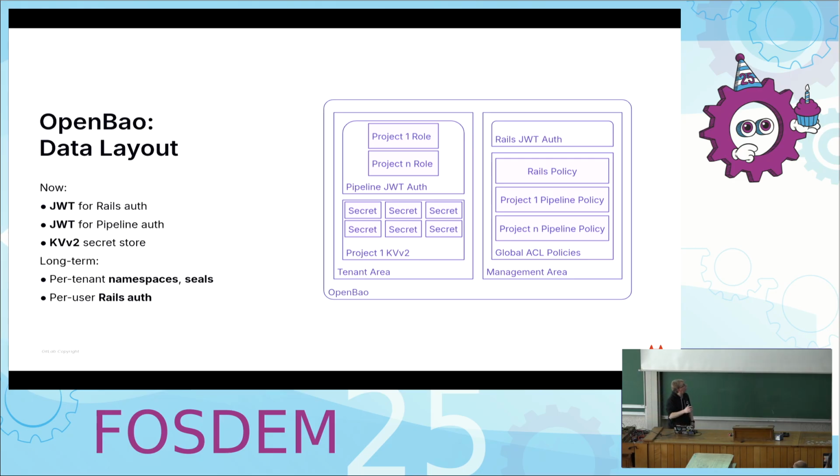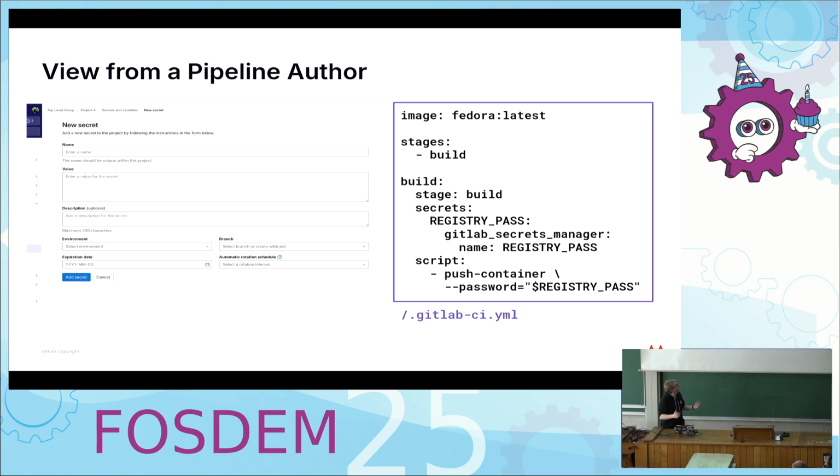This lets us use OpenBao as the single source of truth for all secret management operations. There are no entries in the GitLab Rails database at all for secrets within OpenBao. And Rails is simply a management engine and a trusted token issuer and does not store much other data.